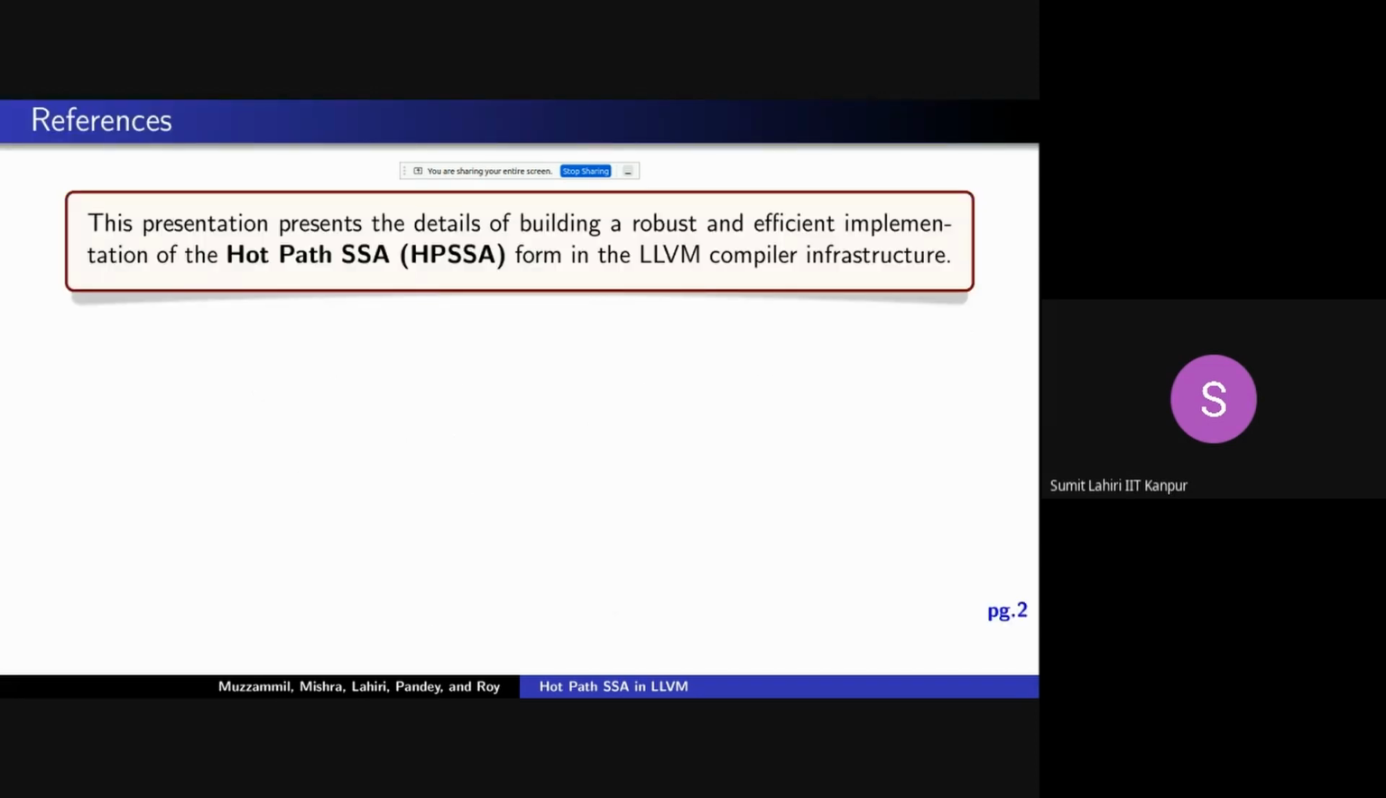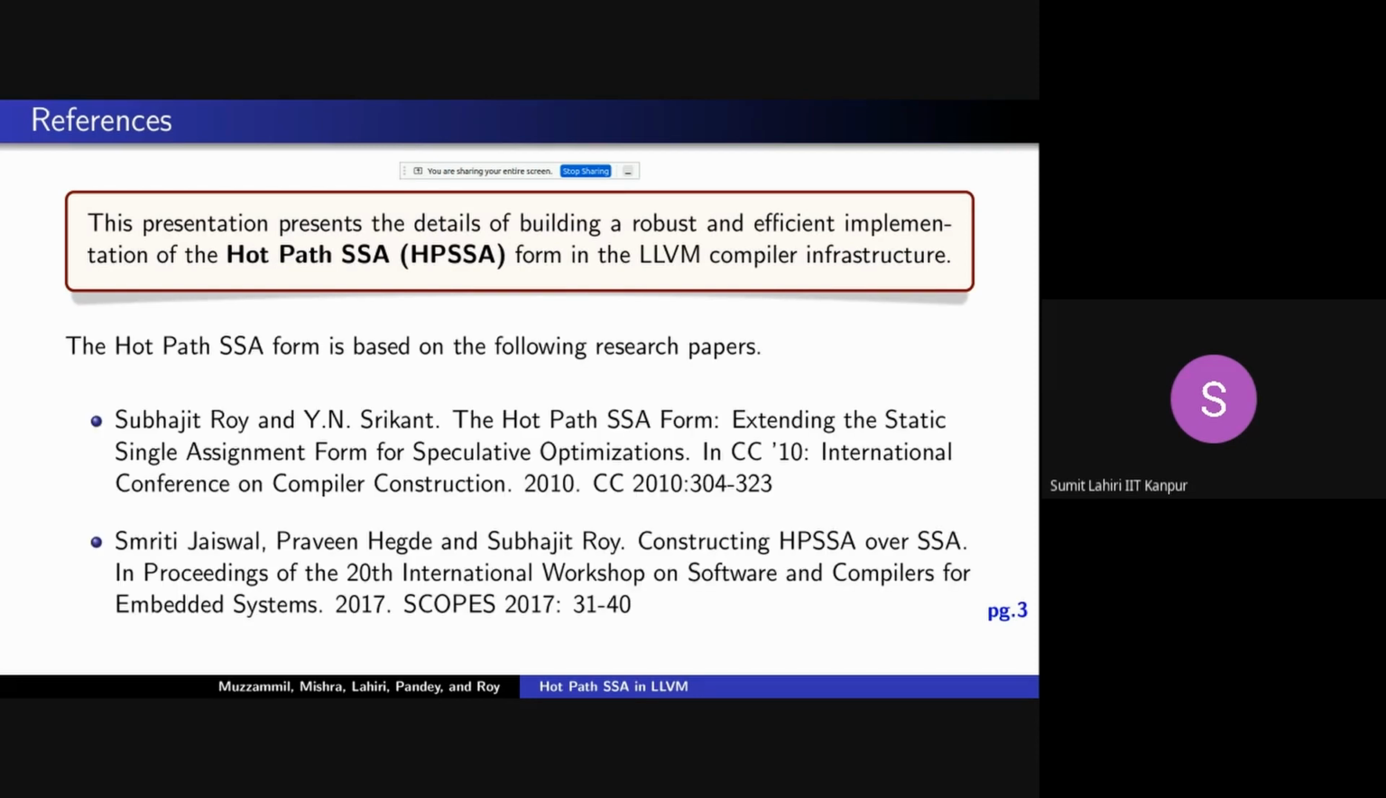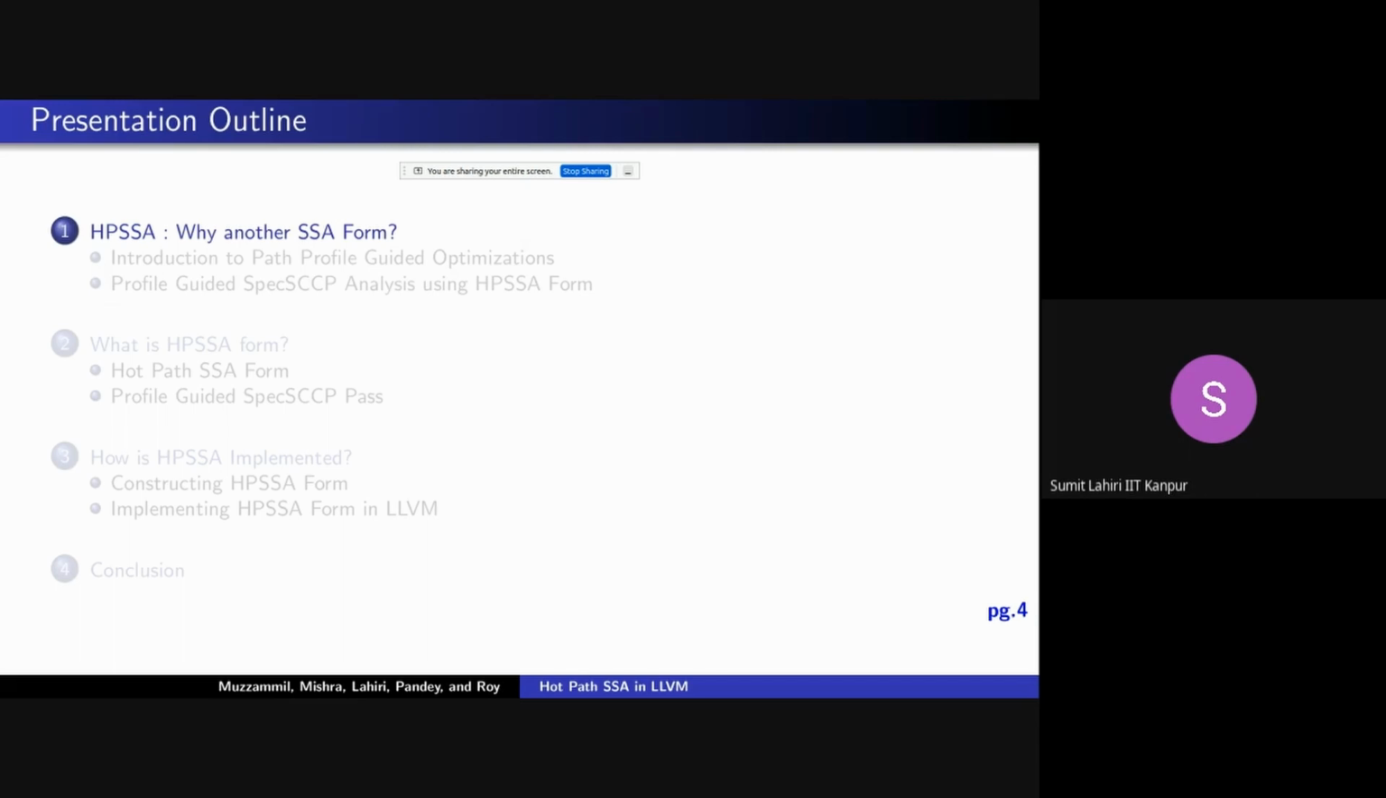What we did was implement the Hot Path SSA form inside the LLVM infrastructure. The Hot Path SSA form is based on these two research papers. These papers discuss in detail the idea behind HPSSA and the implementation in any compiler framework. We chose LLVM because it's very popular. It's used across the industry and has a huge number of users. So we targeted LLVM.